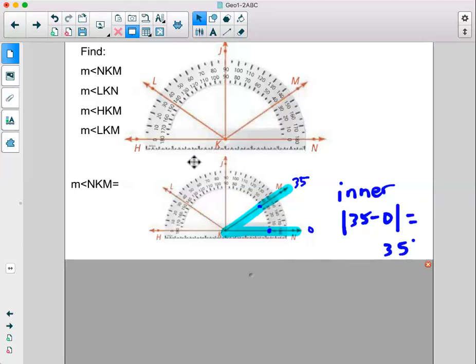So now pause and find the remaining 3 measurements of these 3 angles. Jot them on your own paper and then press play for the solution.